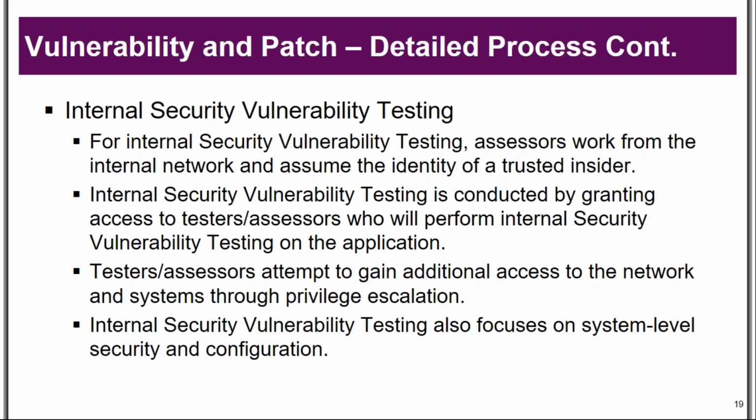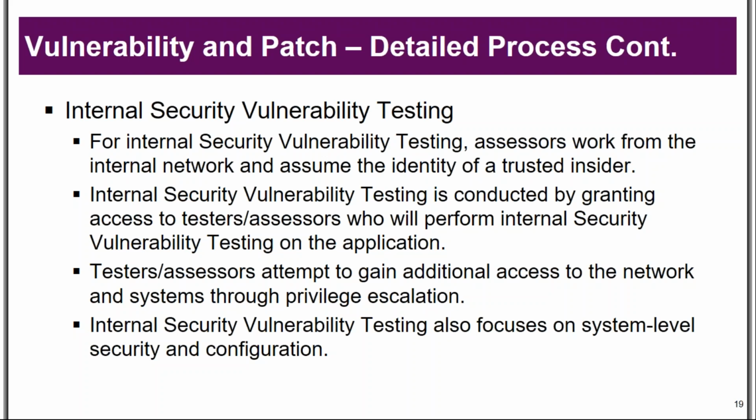So we want to do an internal security vulnerability test. We're going to do that by granting access to those testers who are going to perform that test on the application. They're going to be granted some level of access to the network. It's not blind, like I mentioned before, with a black box. They're going to be granted access probably as a normal user, or what you call a general user. And they're going to be provided with information that that user would have at their privilege level. And their job is to see if they can escalate those privileges.